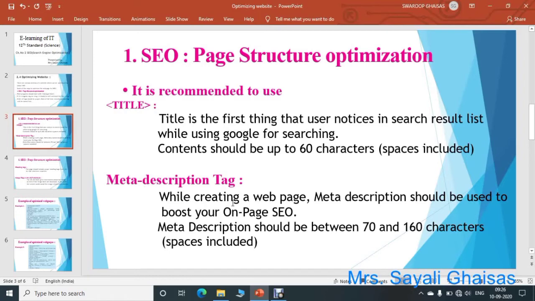Next one is the meta description tag. While creating a web page, the meta description should be used to boost your on-page SEO. Whenever we are creating any web page, we should use the meta tag, that is meta description, so that it will boost your on-page SEO. Meta description content should be between 70 to 160 characters, and spaces are included, so our meta description content should not exceed 160 characters.